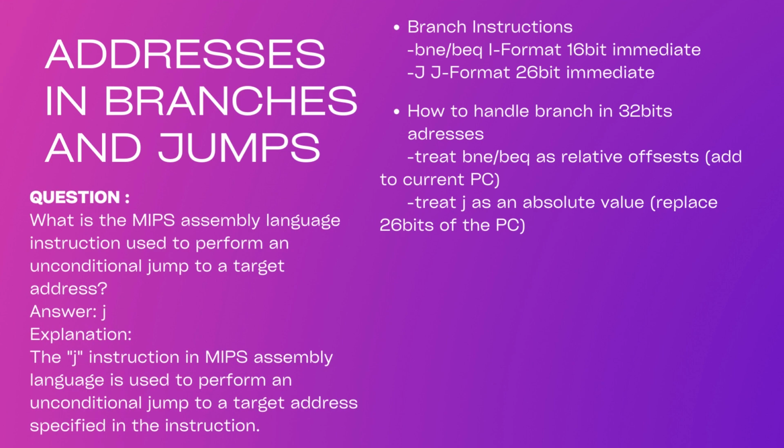Okay, the question is, what is the MIPS assembly language instruction used to perform an unconditional jump to a target address? The answer is J. Explanation: the J instruction in MIPS assembly language is used to perform an unconditional jump to a target address specified in the instruction.